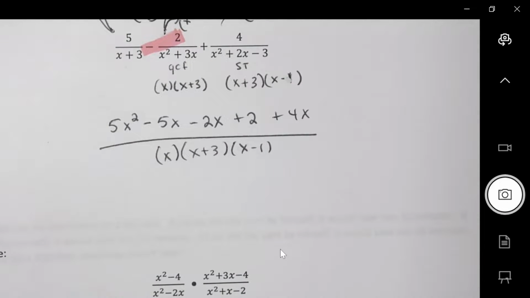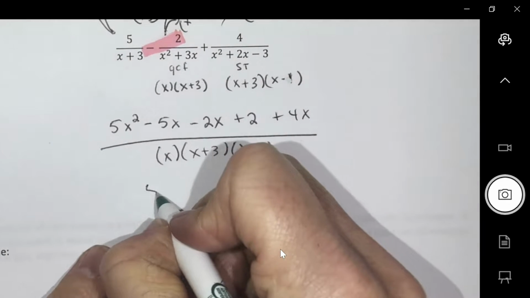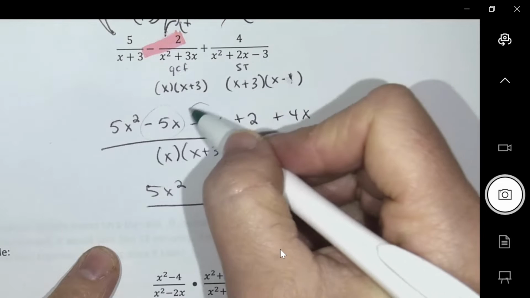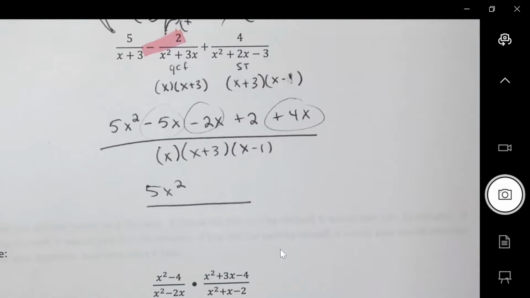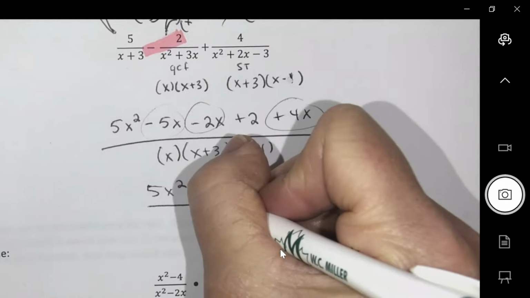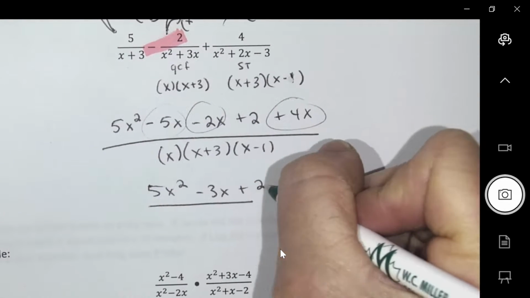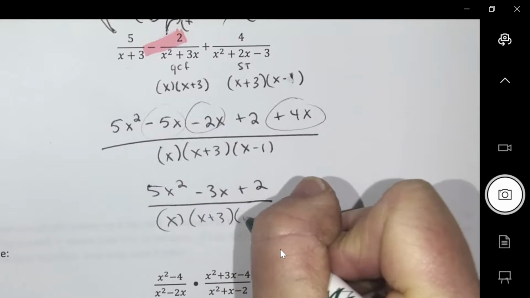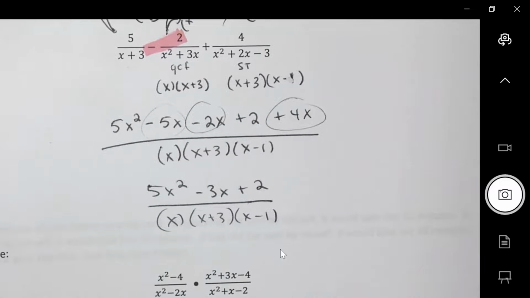All right, and then I would ask you to simplify it. So we have 5x squared. All that I can put together. So what does that become? Minus 3x. And that's it. Okay, so collect anything on the top if you can, and that would be all you can do.